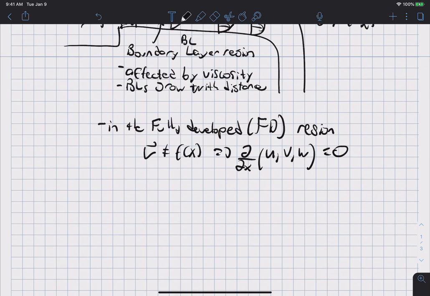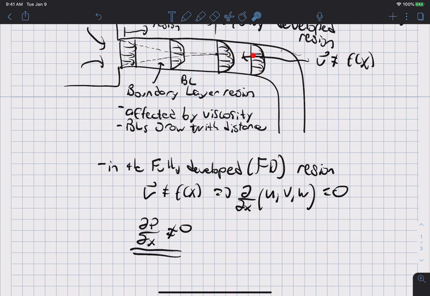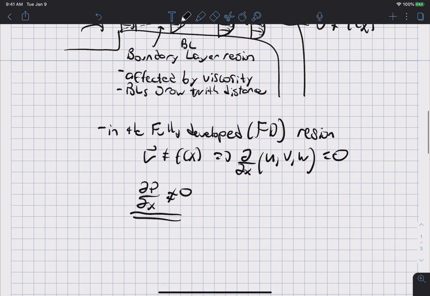But just because the velocity profile is invariant with distance, partial p, partial x is not equal to 0. Okay, so please keep that in mind, that even though the velocity profile in the fully developed region here is constant with respect to distance, that is, it's not changing anymore, the pressure is changing.